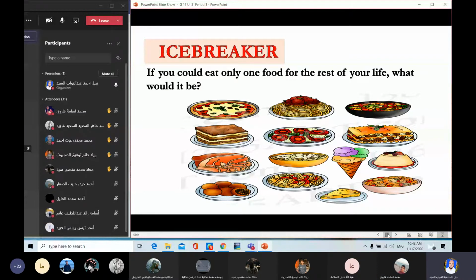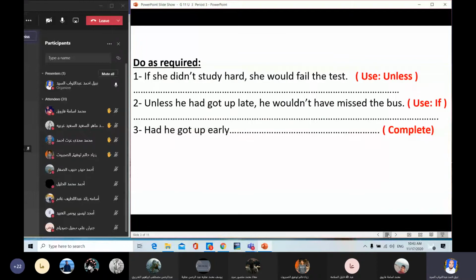Okay. Now let's do this exercise concerning the conditional sentence. As you mentioned, there are 4 types of conditional sentence. We have zero conditional, first conditional, second conditional, and third conditional. And there is another word called unless. Unless means if not. So we can use it instead of if not. And it follows the 3 conditional sentences: first conditional, second conditional, and third conditional.